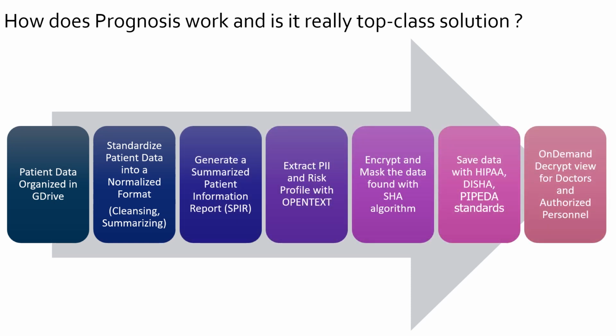Now, how does Prognosis work and is it really a top-class solution? Prognosis is a seven-stage process. Initially we take patient data that is organized in G Drive and then standardize it into a normalized format. After that we generate a summarized patient information report. Then we extract PII and risk profile with OpenText APIs. Then we encrypt and mask the data that is found with the SHA algorithm and save the data with HIPAA, DISHA, PIPDA standards. After that, we show a dashboard for a doctor.